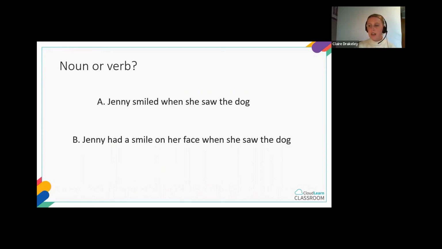But the question is, which one of these has smile or smiled as the verb? Is it Jenny smiled when she saw the dog, or Jenny had a smile on her face when she saw the dog? Which one shows smile as a verb?